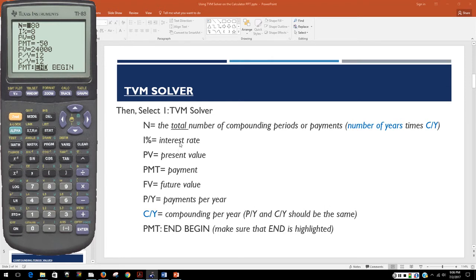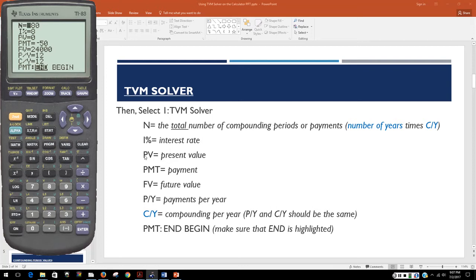The second thing we have is the interest rate. Notice that it actually spells out here that that should be a percentage, so we don't have to change our interest rate into a decimal to be able to use it. We're going to put it in as a percentage.